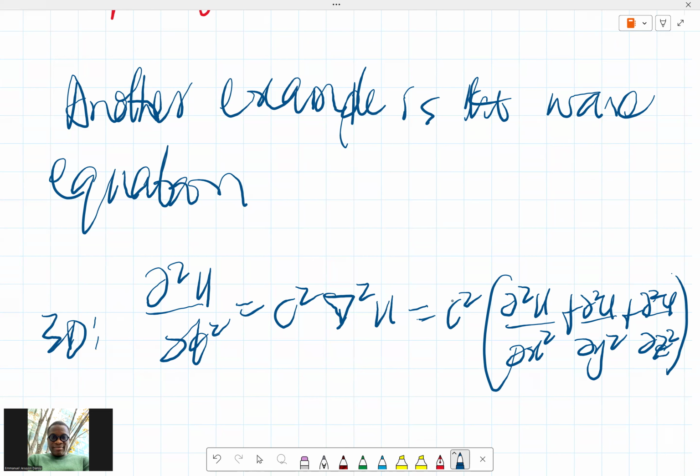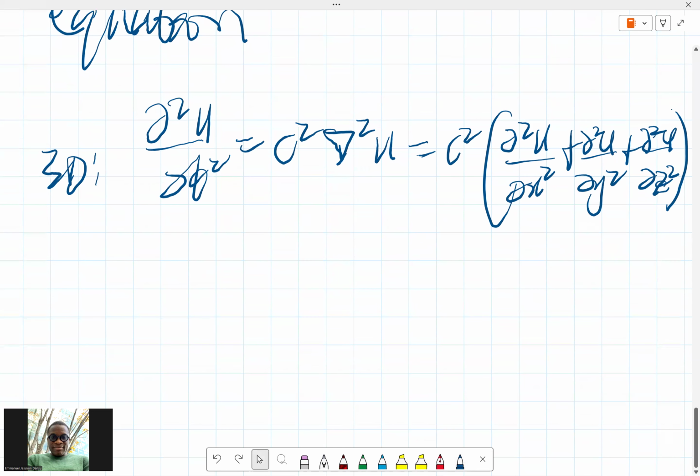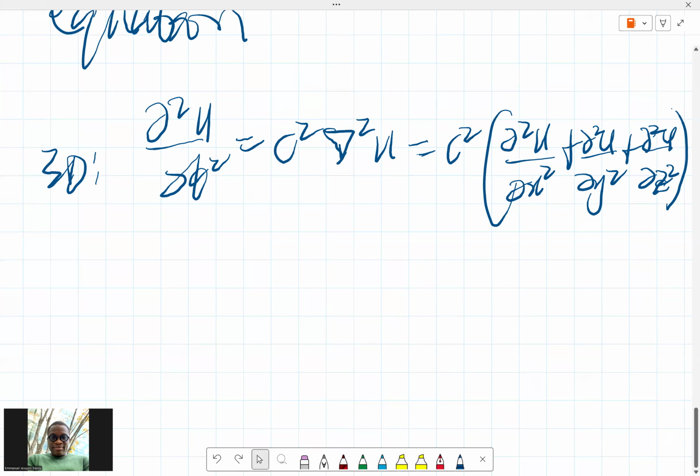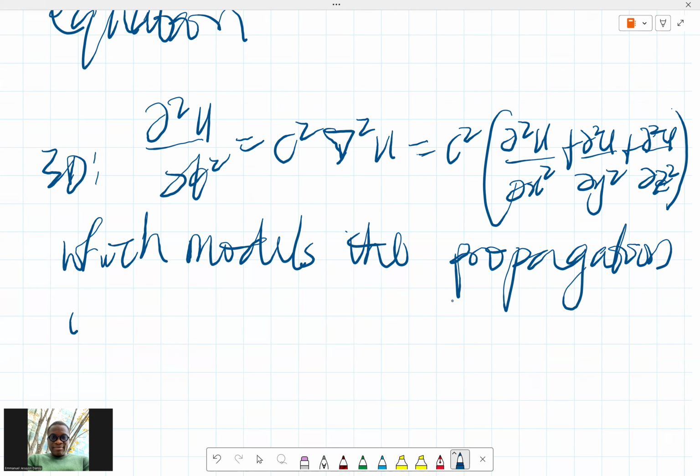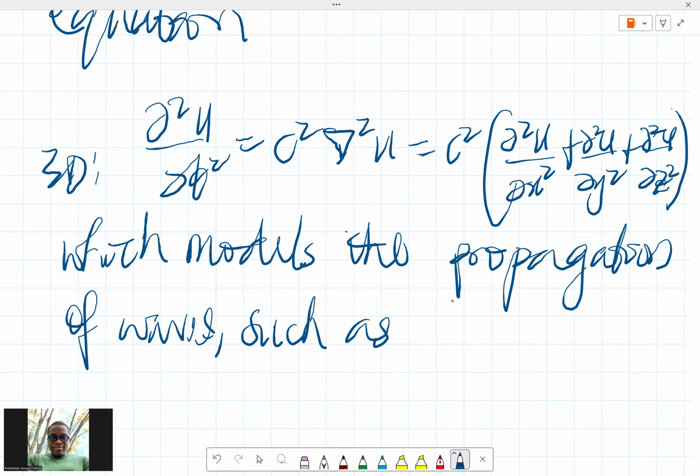If you want it in two dimensions, you cancel z squared. If you want it in one dimension, you cancel y squared. So you have partial squared U partial t squared equals c squared partial squared U partial x squared. But this is three-dimensional, so in case you want it that way, you can leave it that way. This wave equation models the propagation of waves such as sound or light.